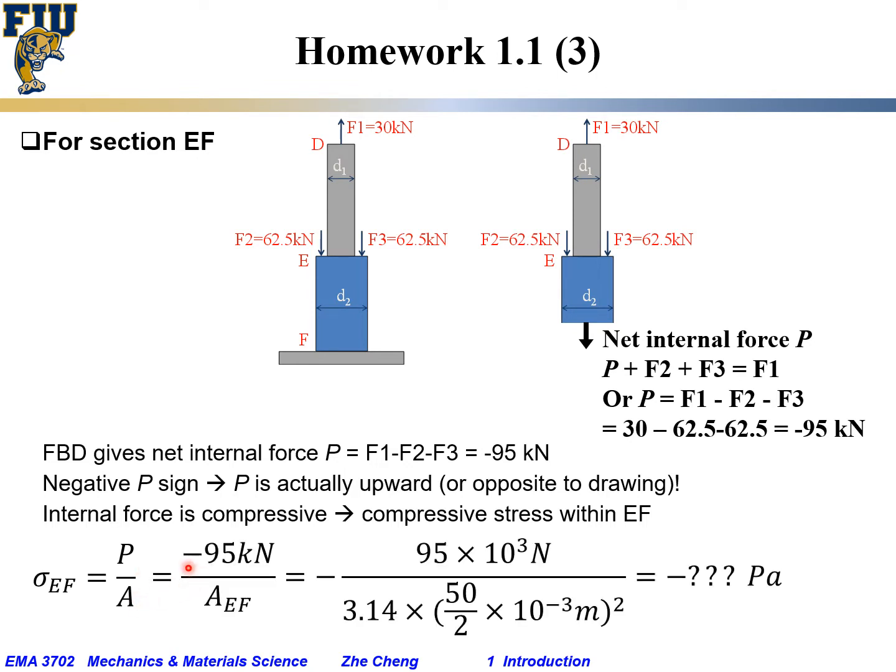And in this case, the force, we said, is minus 95 kilonewton, and AEF would be the area for this larger diameter cylinder. The minus sign goes to the front: minus 95 times 10 to the power of 3 newton, over pi r squared, and r would be 50 millimeter divided by 2, with millimeter converted into meter. Again, I hide the final answer for students' benefit. And that concludes problem 1.1.